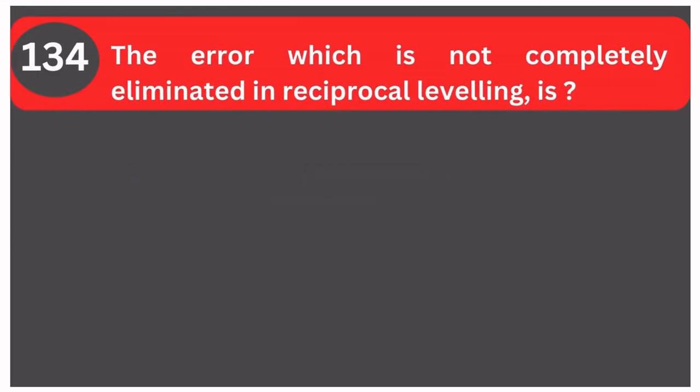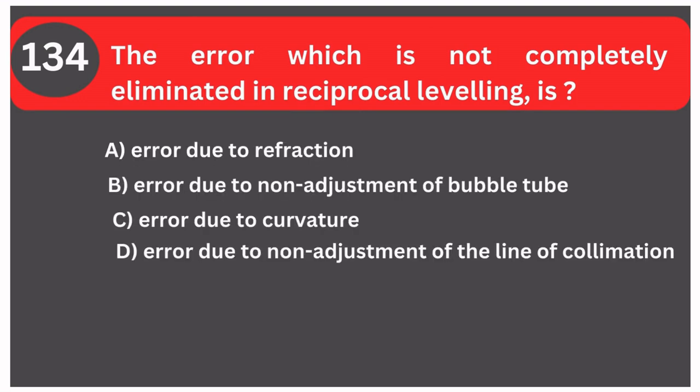The error which is not completely eliminated in reciprocal leveling is: A. Error due to refraction. B. Error due to non-adjustment of bubble tube. C. Error due to curvature. D. Error due to non-adjustment of the line of collimation. Answer A. Error due to refraction.